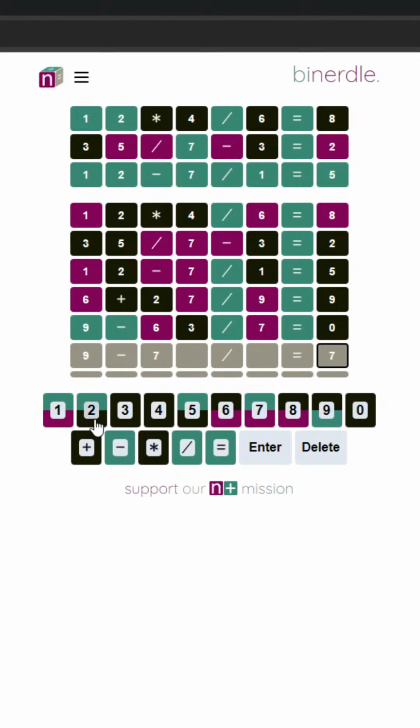Okay. So for the bottom one, 2, 3, 4, 5, and 0 can't be here. It can't be 1, 6, 9, or 7 either. So that only gives us 8. That's the only number that could be there. I think all the other ones get crossed off. 1, 2, 3, 4, 5, 6, 7. Yeah, it can only be 8.